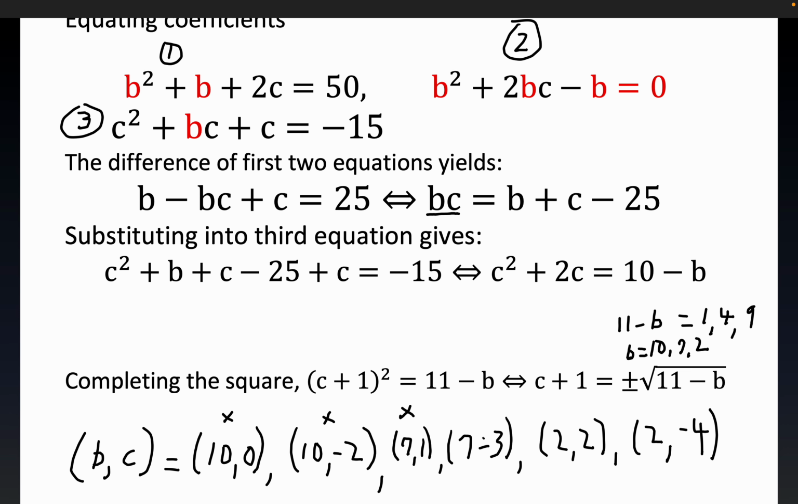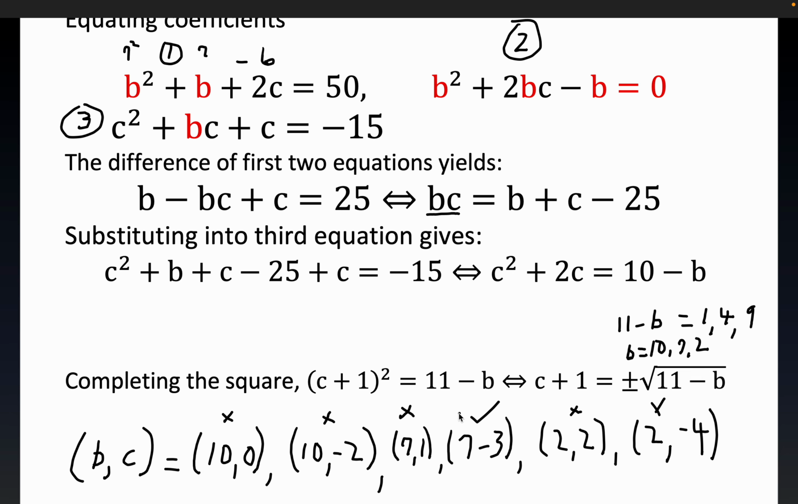Okay, so how about 7 and 3? Well, if you put 7 and 3 here, I'll go ahead and put it right here. 7 squared plus 7 minus 6, right? You see there, folks, because that is a minus 3 there, right? Okay, that does equal to the 50, so we'll put a check mark next to this one, right? And it's very easy to verify that 2, 2, and 2, negative 4 don't work, so I'll X those out. So yeah, that's it. That's our answer right there.